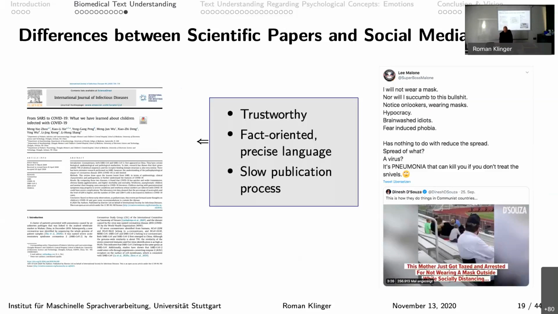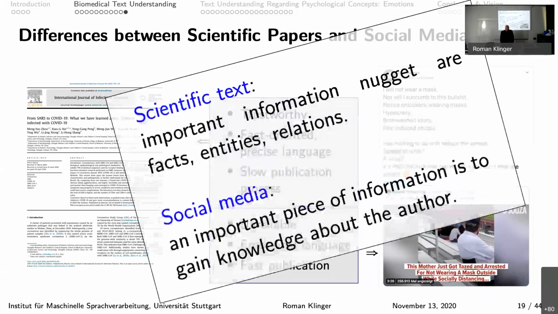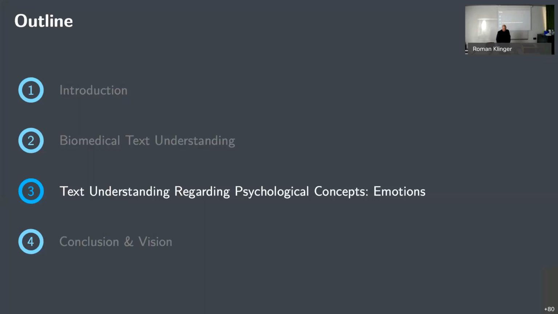So what I would like to claim is that in scientific text, the important information nuggets that I would like to extract are mostly facts, entities, relations. But in social media, it's also important to find information about the author, perhaps properties about the author. And that brings me to the next part of this presentation, which is about text understanding regarding psychological concepts, particularly emotions.